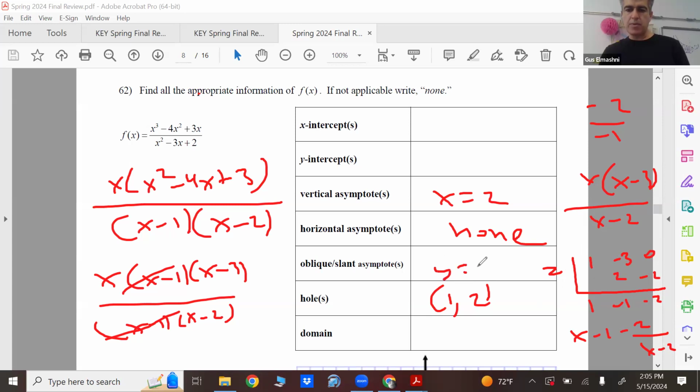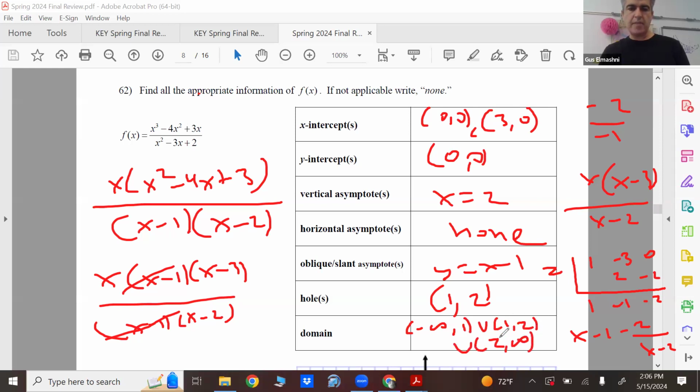So your oblique asymptote is y equals x minus 1, because the whole point of it is to see how the ends of the graph behave. When x gets large, that fraction 2 over x minus 2 just goes away. So y equals x minus 1 is your oblique asymptote, or slant asymptote, if you want to call it that. Y-intercept is easy. That's 0. 0 comma 0 if you want to write it like that. X-intercept is where it makes the top 0. 0 comma 0 and 3 comma 0. Sweet. Domain is all real except 1 and 2. So you got that.